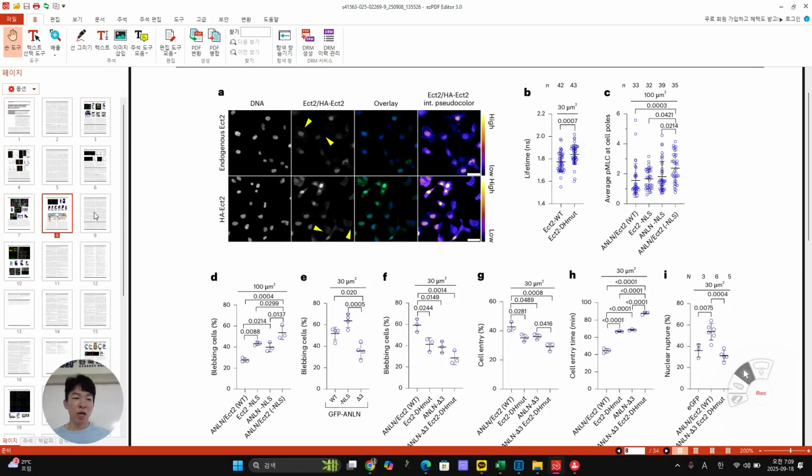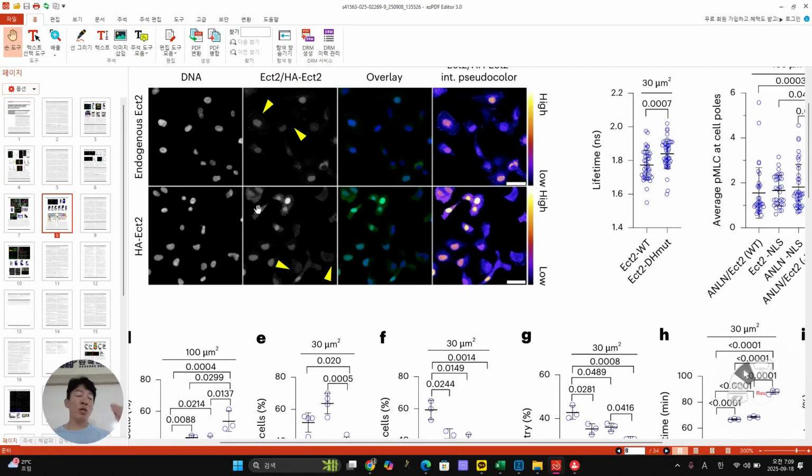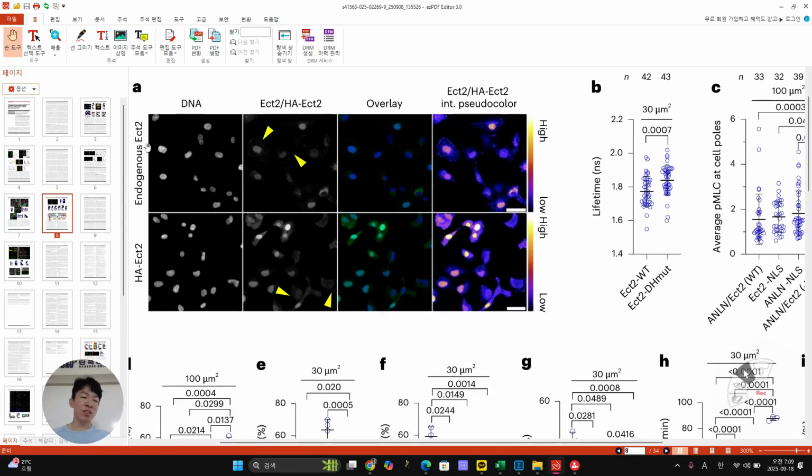So now we're starting from figure 5. Previously we only focused on anillin, right? Now they talk about Act2. As I told you in the last Tuesday lecture, why are they focusing on anillin and Act2? They are already very well known to divide the nucleus during cell division.